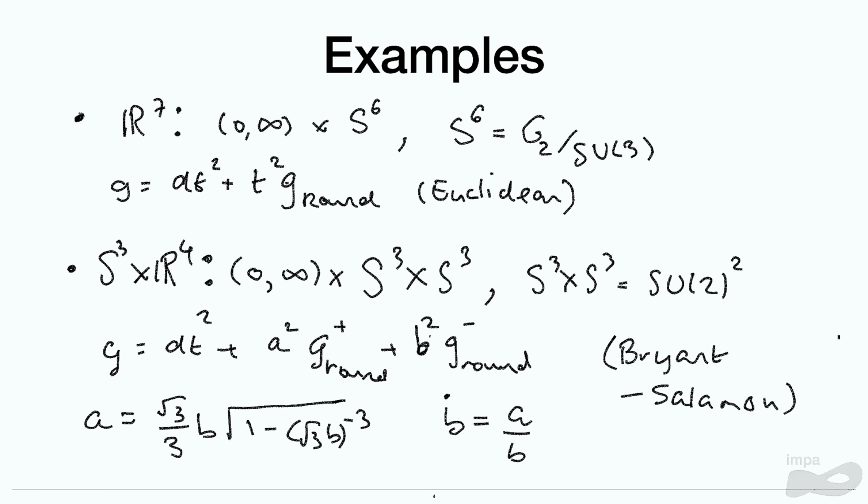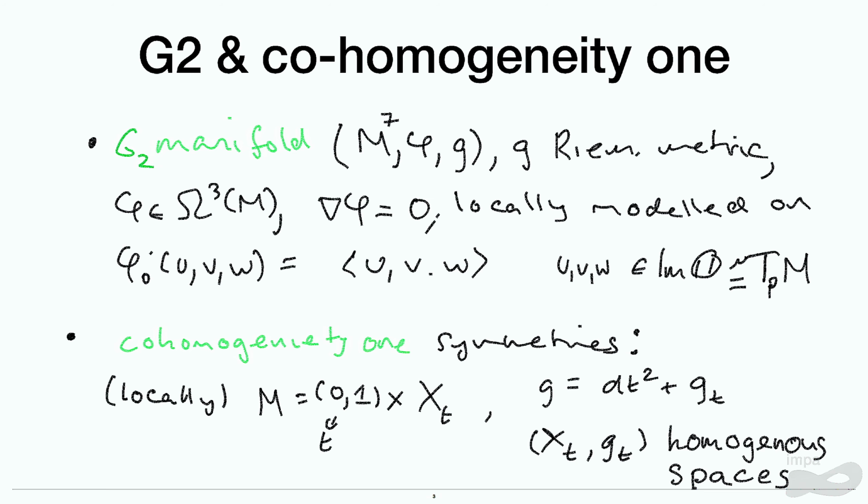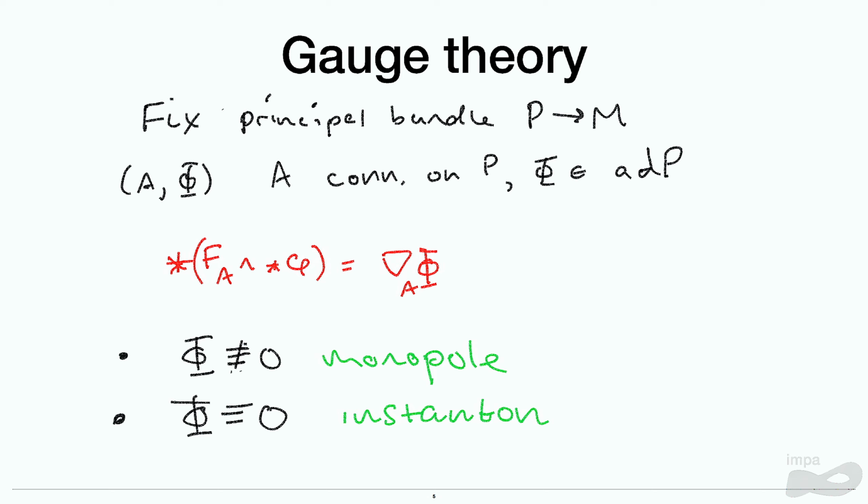These are useful for lots of problems because the slogan is that cohomogeneity 1 turns PDEs into ODEs, and ODEs, in principle, are easier to solve. So the problem that we're going to look at today, using cohomogeneity 1, is the problem of monopoles and instantons. What is that? I fix a principal bundle P on my manifold, and then I consider an equation for a pair A and phi, where A is a connection on P, and phi is a section of the adjoint bundle.